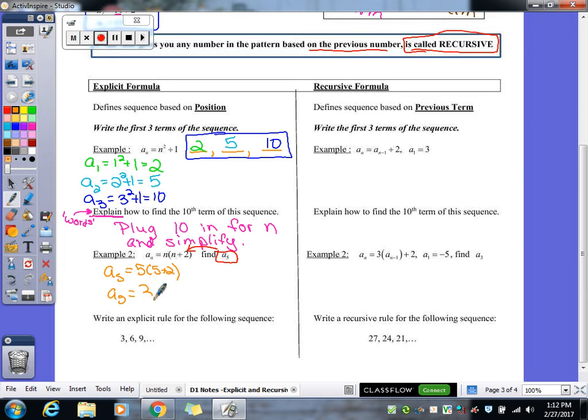A sub 5 equals 35, because it's 5 times 7, which gives us 35. All right, and then down below, write an explicit rule for the following sequence.